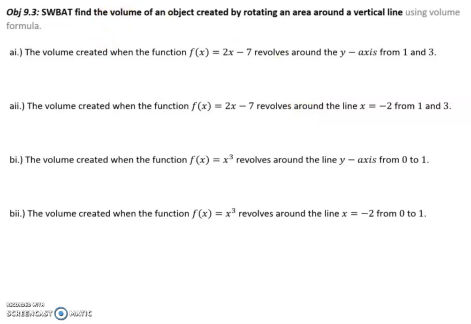Hello, we're going to have a short video today about objective 9.3, which is finding the volume of an object created by rotating an area around a vertical line. This is going to be similar to the last one, but it's got a different formula.